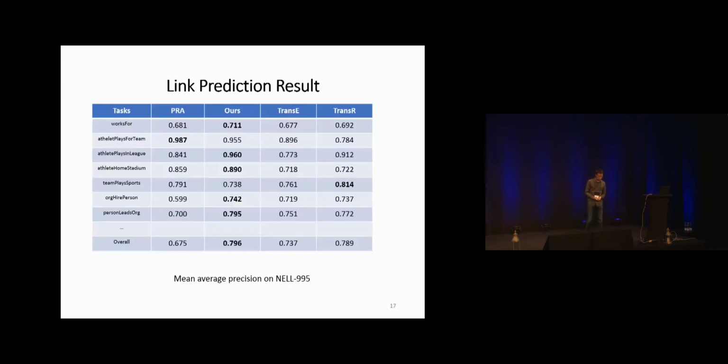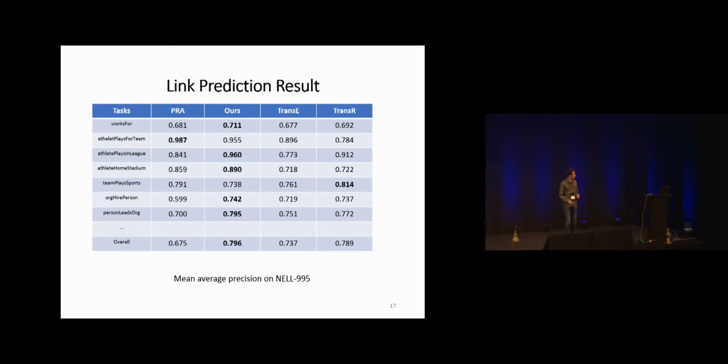To show you the result of link prediction, which means given the head entity and relation, you want to predict the tail entity, this is a result measured by mean average precision. We can see that our method outperforms both the path-based method and the embedding-based method, because our method is a very natural way to combine embedding representations and the path-based method.